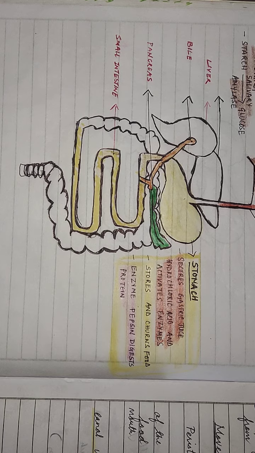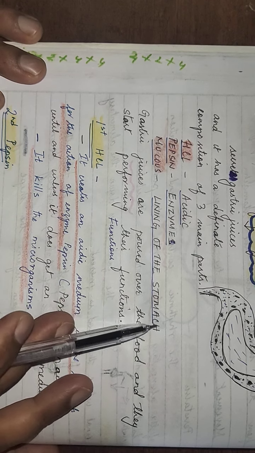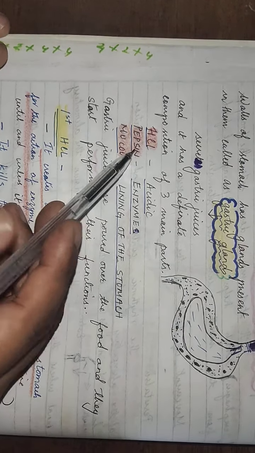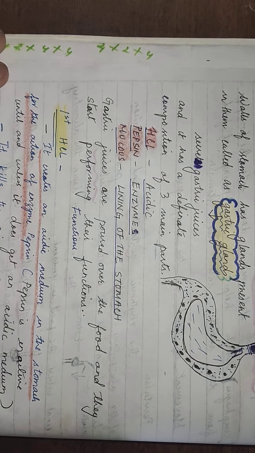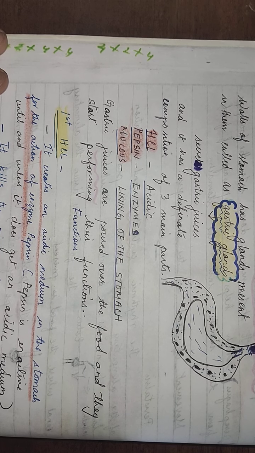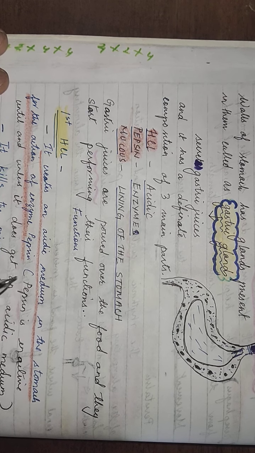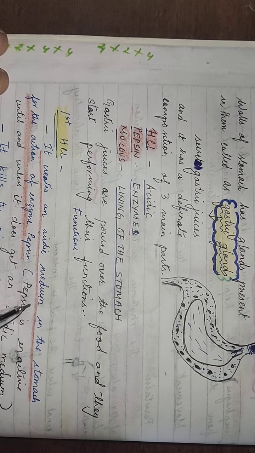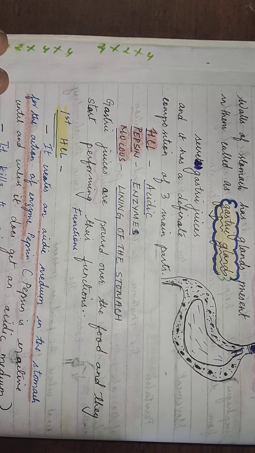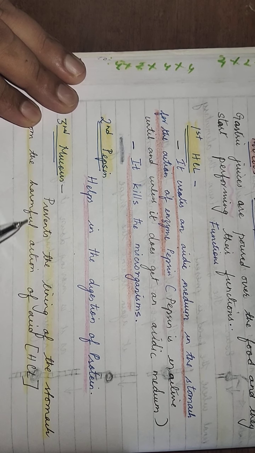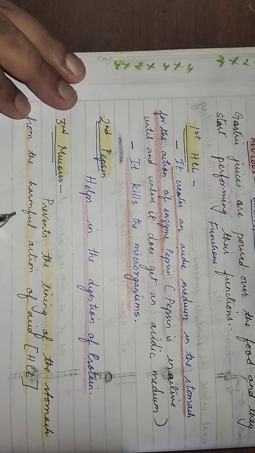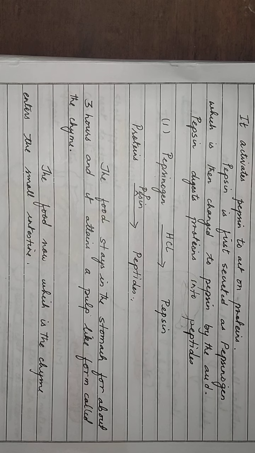in this lesson. A little bit of revision of the stomach. We have three gastric juices: HCl, pepsin, and mucus. The main function of HCl is that it kills the microorganisms and creates an acidic medium in the stomach for the action of the enzyme pepsin. Pepsin helps in the digestion of protein, and mucus prevents the lining of the stomach from the harmful action of acid.